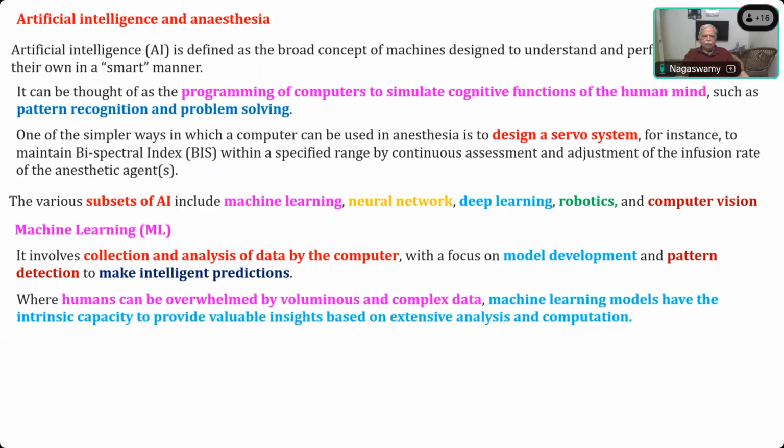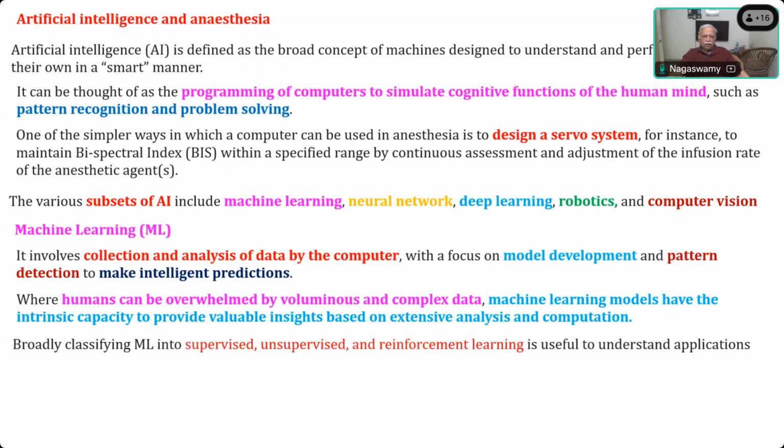The same thing, humans are overwhelmed if you have too many voluminous complex data; our brain cannot assimilate all that. We are not Ashtavadanis or Dasavadanis who can do multiple tasks at a single time, whereas the computer can do all these things. So machine learning models have the intrinsic capacity to provide valuable insights based on extensive analysis and computation. Broadly, machine learning is classified into three categories: supervised, unsupervised, and reinforcement learning, which is useful to understand the applications of machine learning.